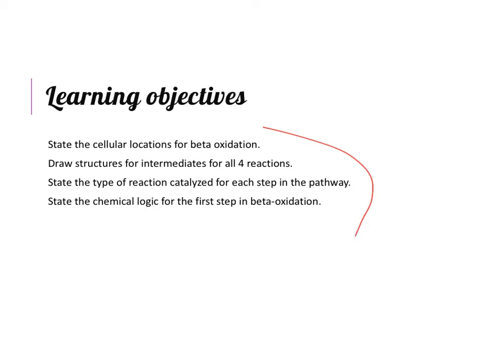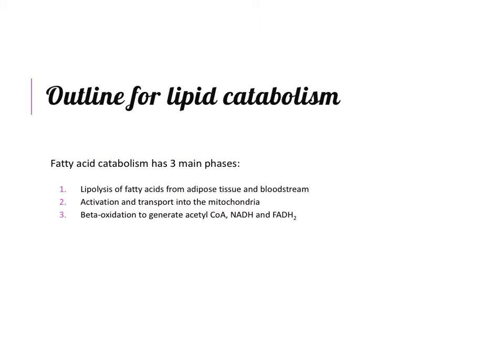Here are the learning objectives. State the cellular location for beta oxidation. Draw the structures for the intermediates of all 4 reactions. State the type of reaction catalyzed for each pathway, and the chemical logic for the first step in beta oxidation.